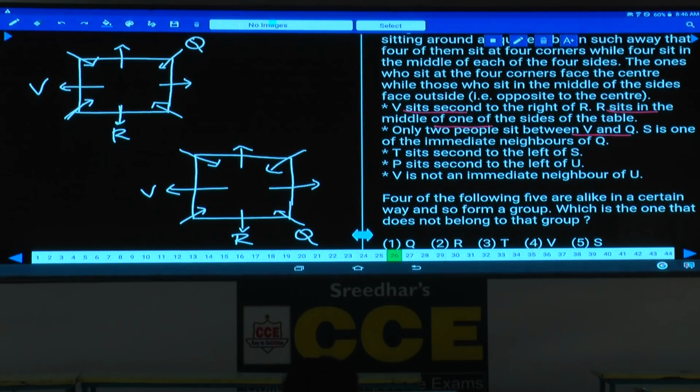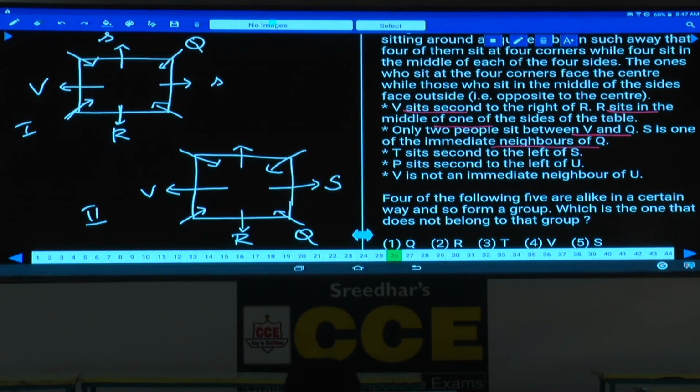Now V sits second to the right of R, R sits in the middle of one of the sides of the table, and only 2 people sit between V and Q. S is one of the immediate neighbors of Q. Now this is case 1. In case 1, S can be either here or here. Hence, in case 1, there are 2 possibilities for this S. And in case 2, what happens here? In case 2, there is only 1 possibility, isn't it? Then, T sits second to the left of S.